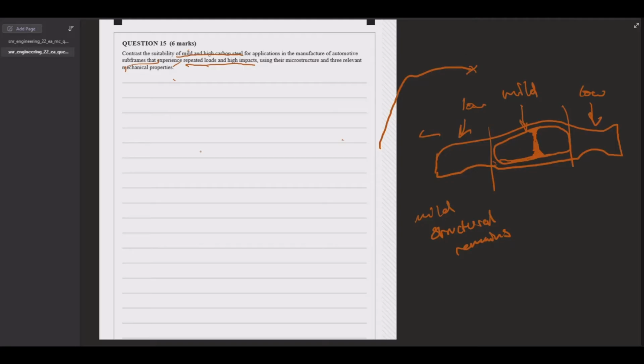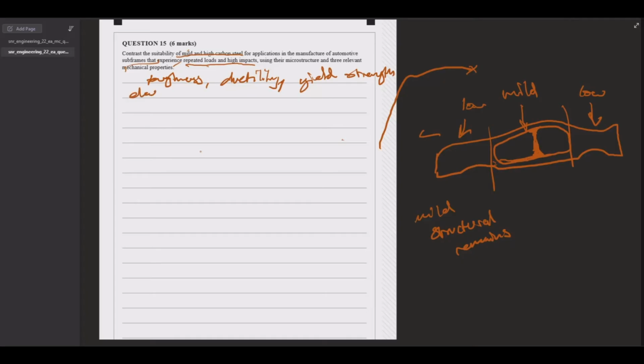So the relevant mechanical properties that we're going to look at for this is definitely toughness, the ability to absorb energy, and then ductility, because we want it to deform a little bit so it doesn't shatter on high impacts. We also want ductility because we need it to deform. And the third one that we can look at is probably the yield strength, because we want these materials to have a decent amount of plasticity.